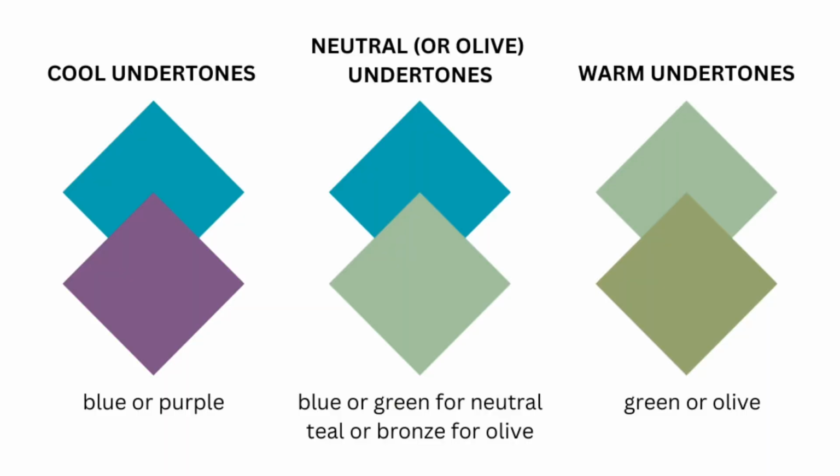Going into some undertone tests, there are 5 popular tests that I'm going to be talking about today. The first one is called the vein test. Now, the vein test is exactly what it sounds like. You look at the veins that are on your wrist normally. If you have blue or purple veins, you might be cool. If you have blue or green veins, you might be neutral, and if you have green or olive veins, you might be warm.